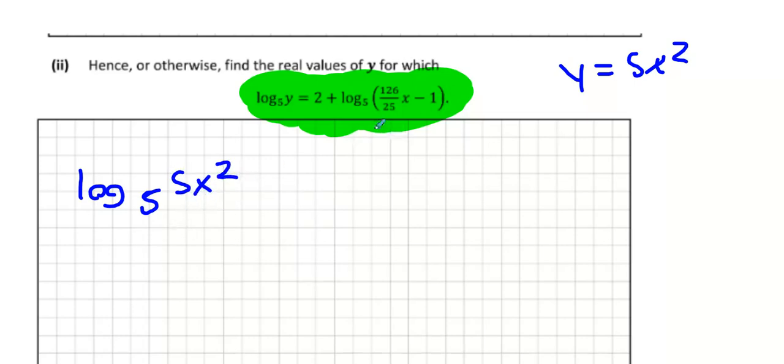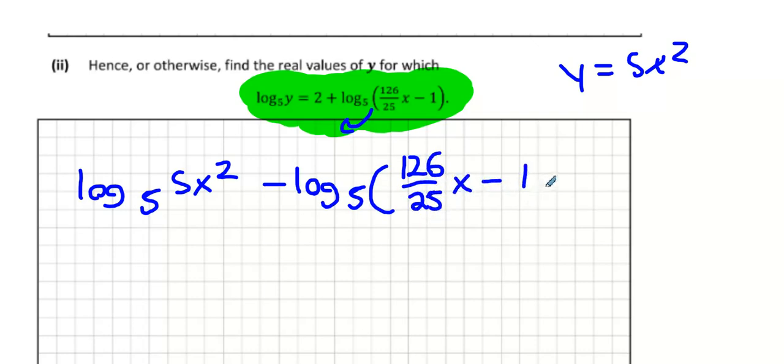I have an idea. See this other log 5, I'm going to bring it to the left-hand side. What happens then? It just turns into minus log 5. Is that cool with you guys? I don't like the way it hasn't got a common denominator, do you? Anybody else not like that? So what can I do?